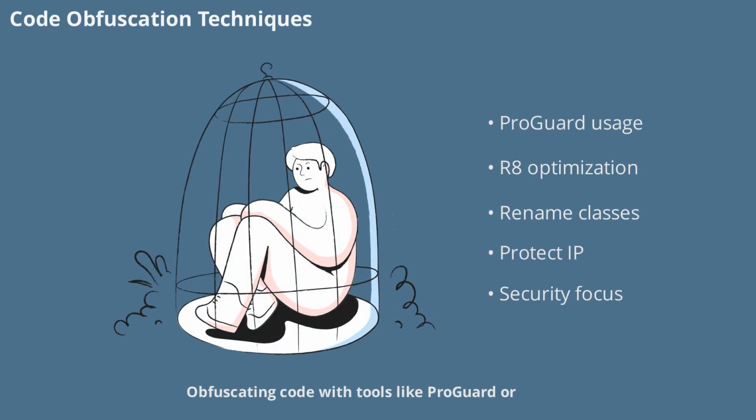Obfuscating code with tools like ProGuard or R8 protects your Android app from reverse engineering. These tools rename classes and methods, making it harder for attackers to understand your code. Sharing your experience with code obfuscation demonstrates your attention to security and intellectual property protection.